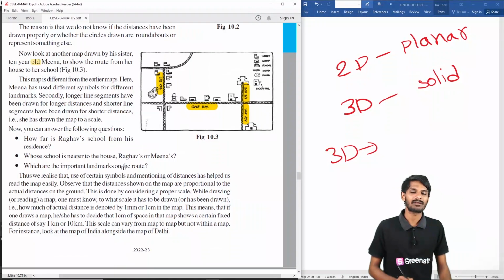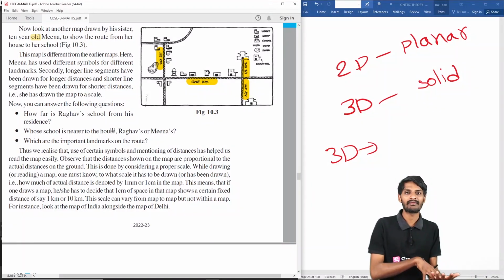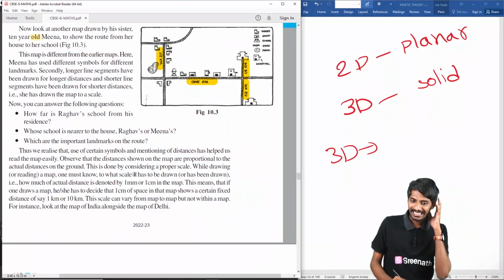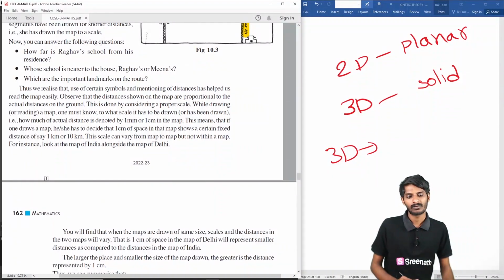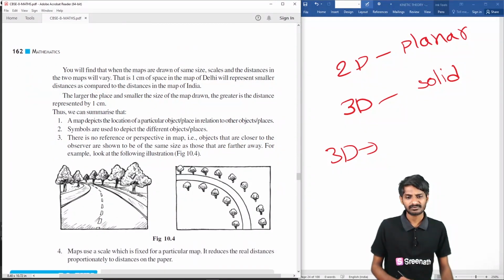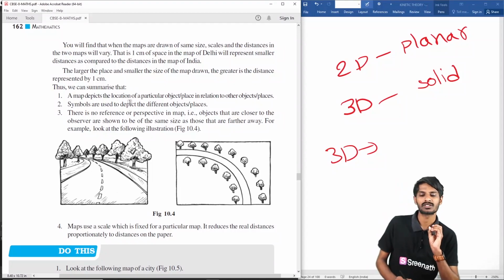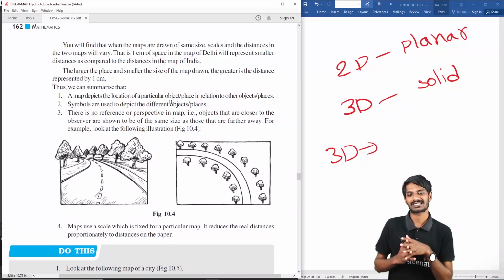Which are the important landmarks? What are the important landmarks here? They are mentioned like that, students. By using certain symbols and certain measurements proportional to real life, the map becomes much easier, students. On the proper scale, it is also helpful. Sometimes while drawing maps of the same size, we take scales, with the distance proportional to the scale.